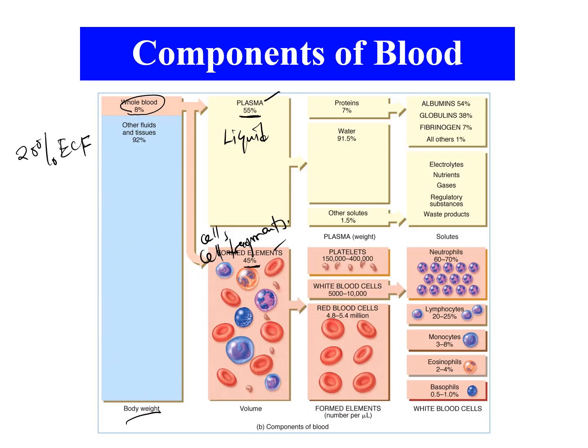Of the 55% of plasma, 91.5% is water and 8.5% are solutes or solids. Out of that 8.5% of solids, 7% are proteins, while 1.5% are other solutes. Proteins that are present in blood include albumins, which make up 54%, globulins, which make up 38%, and fibrinogen, which makes up 7% of this 7%.